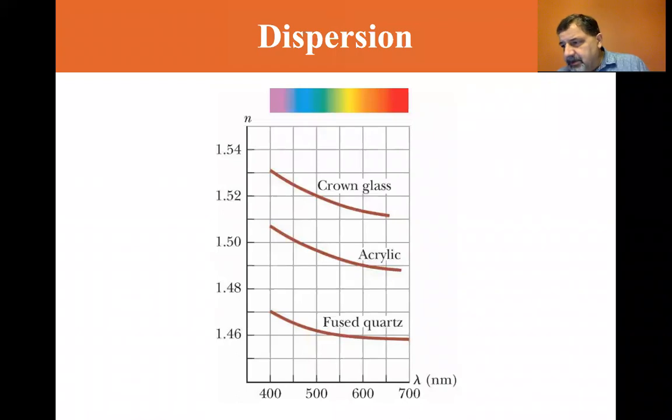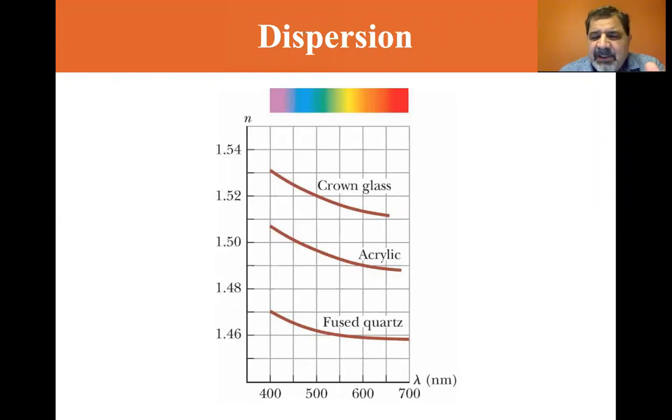Okay, we were at section 34.6, dispersion. Let's go to the PowerPoint. There's a graph here, figure 34.20 in your text. They have crown glass, acrylic, fused quartz. You can see the crown glass has an index of refraction around 1.52, acrylic about 1.495, I'm just using an average, and the fused quartz about 1.465, something like that.